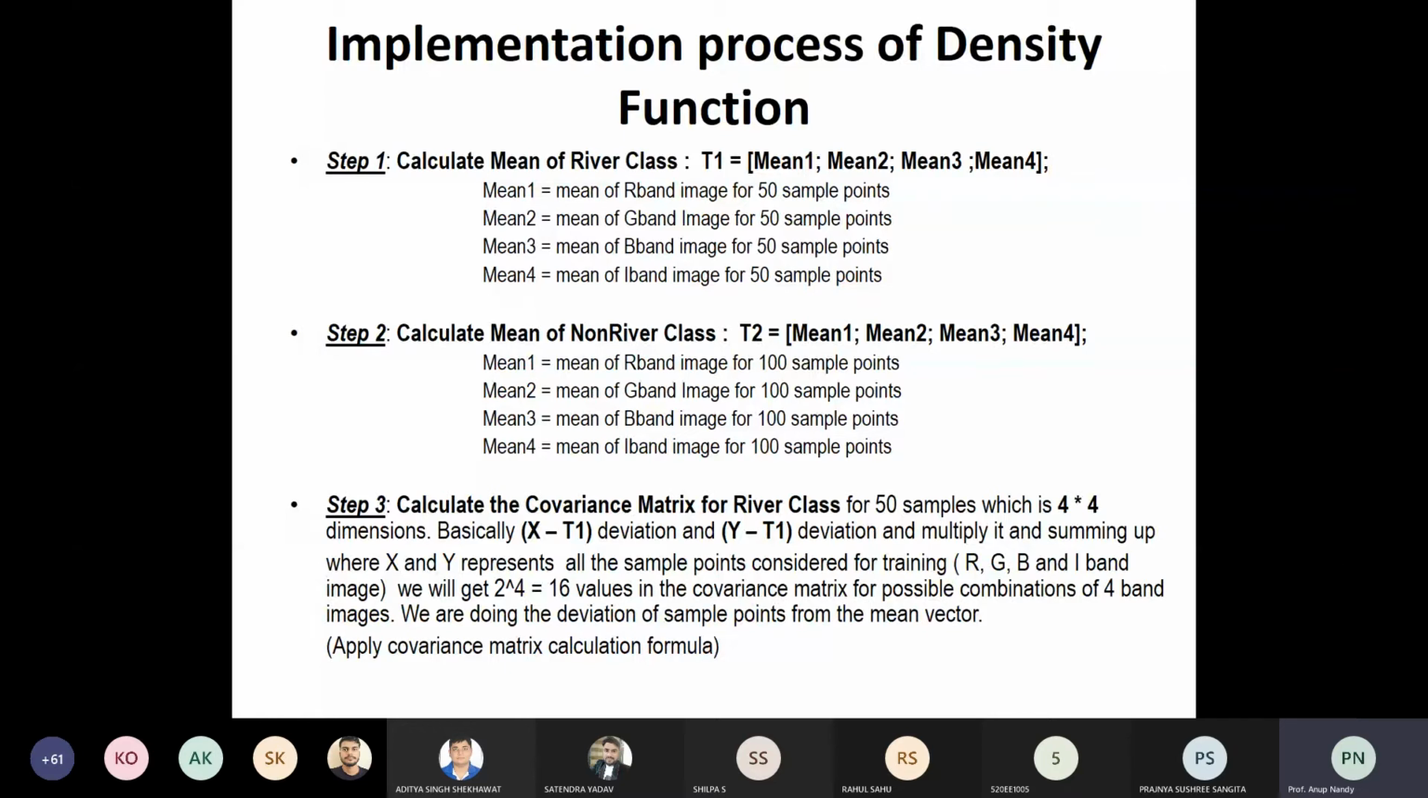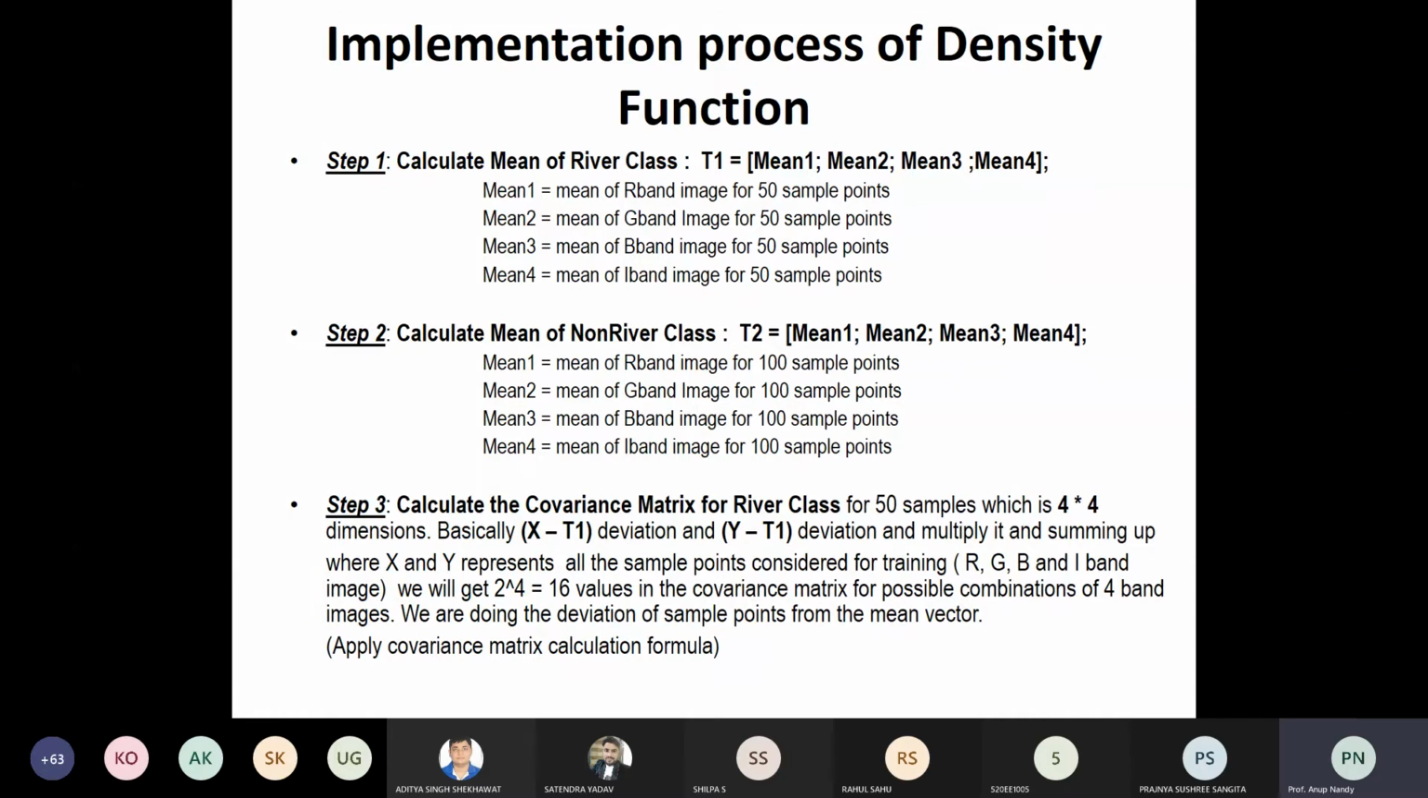Then you will get how many elements? 2 to the power 4, total 16 values in the covariance matrix, for each possible combination of the 4 band images. Now you have to apply this covariance matrix calculation formula. Now we are doing the deviation of sample points from the mean vector. That is the thing we are doing. Actually, we are doing this deviation of the sample points from this mean vector.